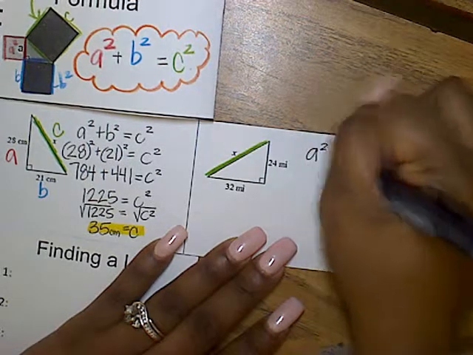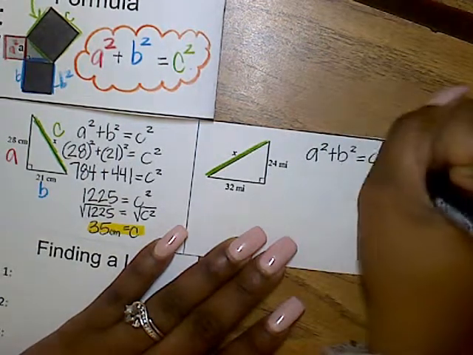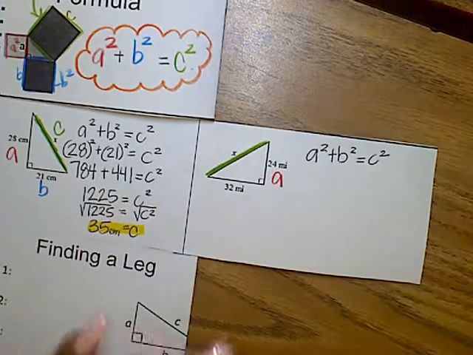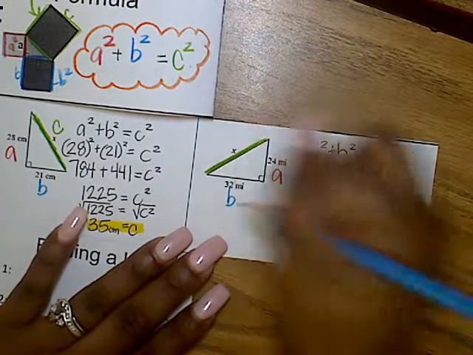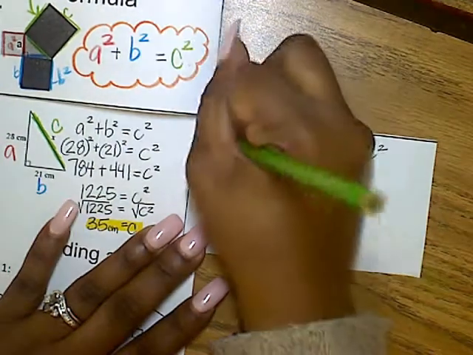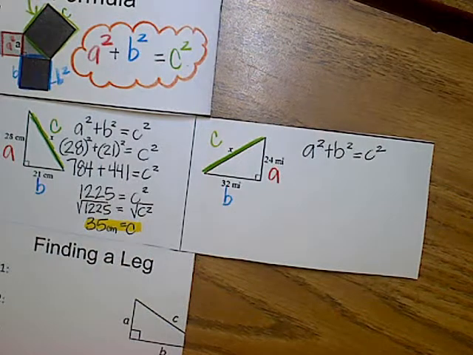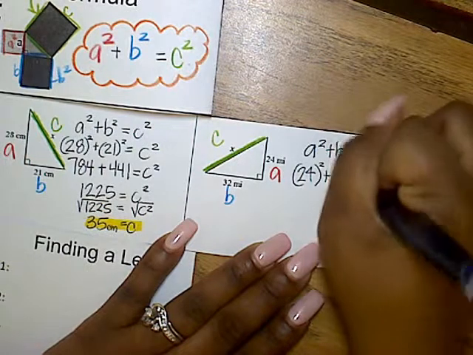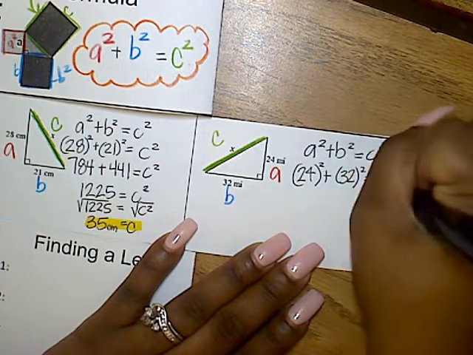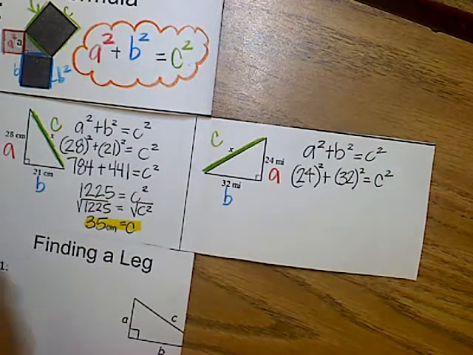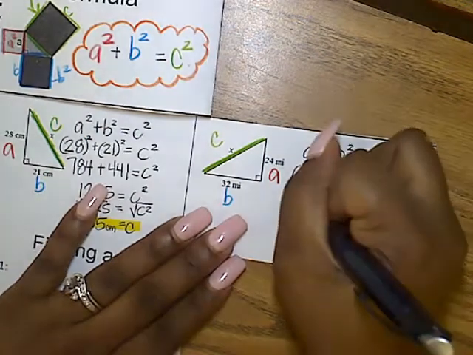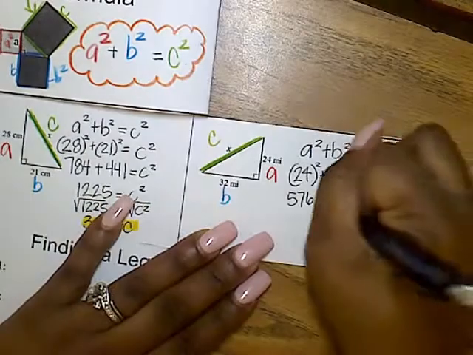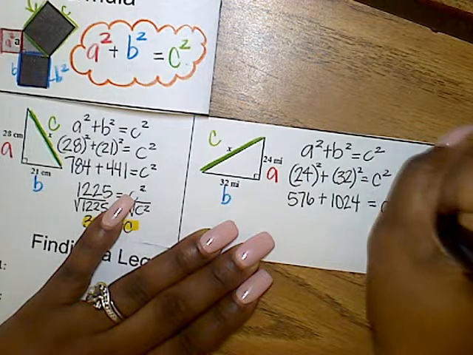So you have A squared plus B squared equals C squared. We're going to label our sides. So again, now my A is on this side. My B is down at the bottom. My C is still the hypotenuse, which is this diagonal. And now we're going to plug it in. We have 24. We want to make sure we square it. We have 32. Make sure we square it. And then you have C squared. So you have 24 squared, which is just 24 times 24, which is 576. 32 squared, which is 1,024. And that equals C squared.